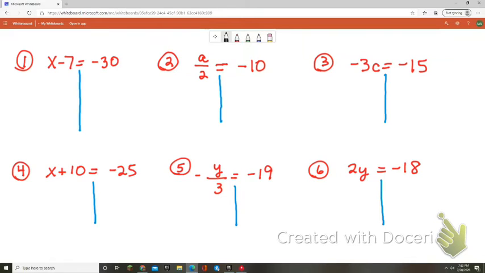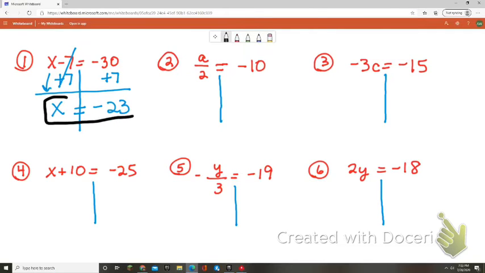So what I'm going to do is I'm going to undo addition or subtraction first. So if I look at number 1, I can see that you're subtracting 7 from x. So the opposite of subtracting 7 is adding 7. So I'm going to show that work on both sides of the equal sign. I'm going to cross out the numbers that equal 0. Negative 7 plus 7 is 0. I'm going to bring down the x. I'm going to keep the equal sign, and then I'm going to use my head, not my calculator, to do negative 30 plus 7, which is negative 23. And then that's my final answer.